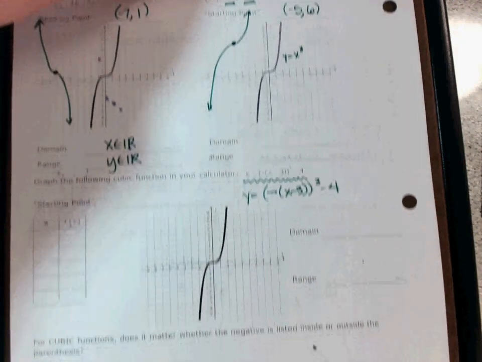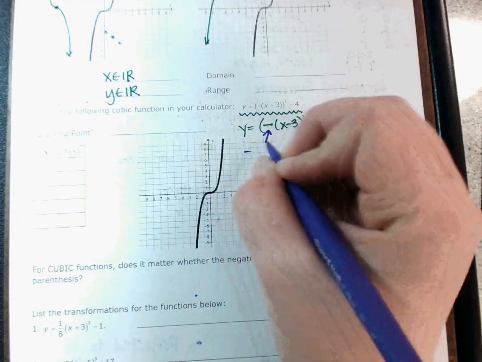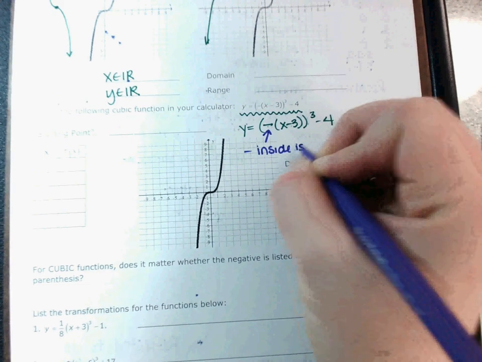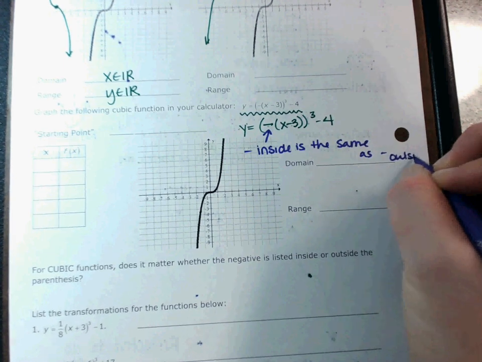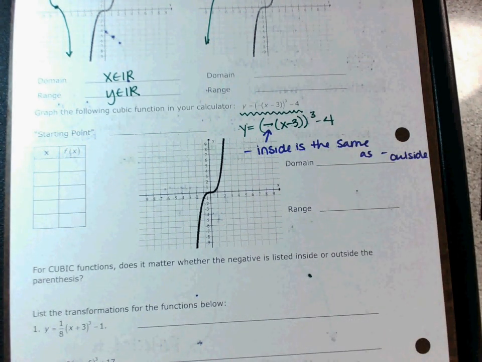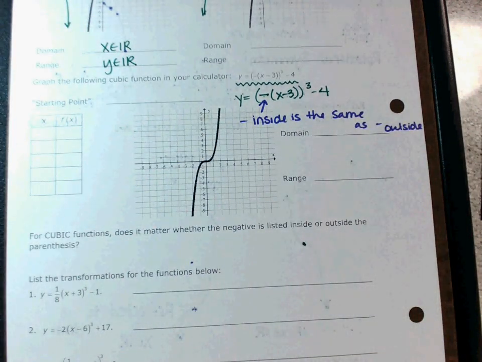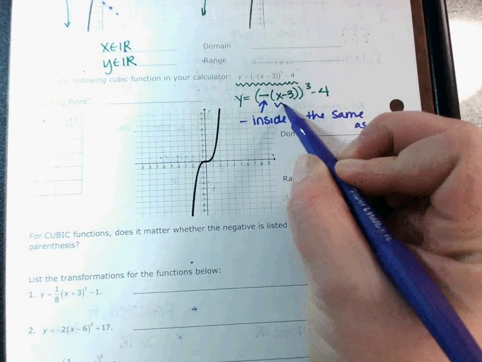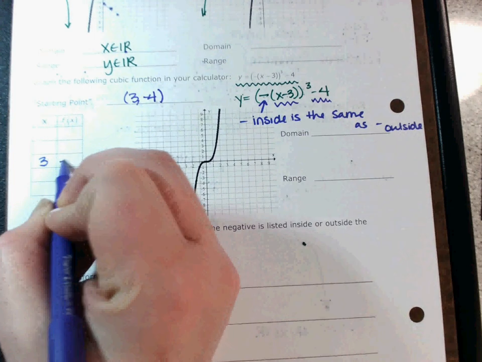So the good news about cubic roots is you don't have to worry about multiple directions it could be flipped. It's always just going to go right side down, left side up. Okay? So I'm going to put here negative inside is the same as a negative outside. Doesn't matter, but remember that for square roots, that does matter. Okay? Alright, so my starting point will be what? Okay, 3, then negative 4. Remember that goes in the middle of my chart.